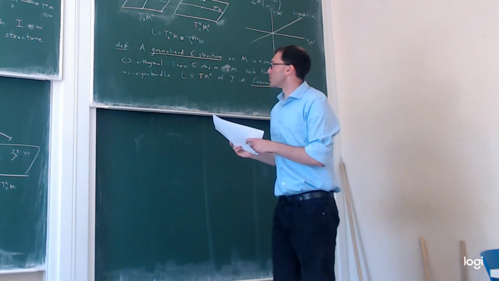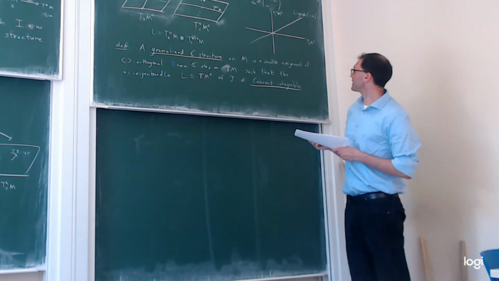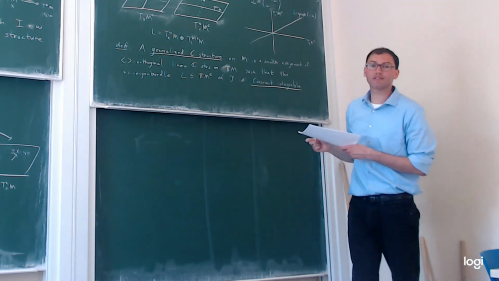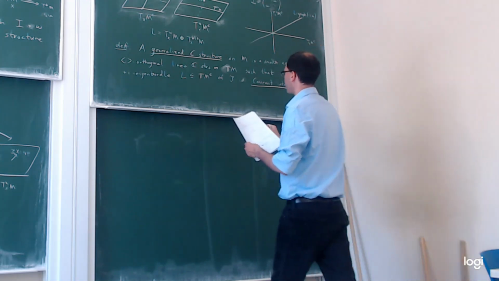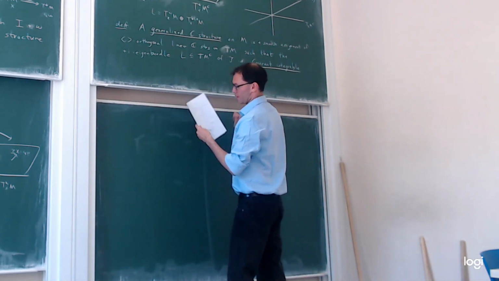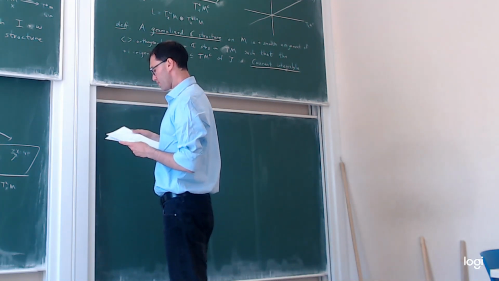All that remains to be defined is what we mean by Courant integrable, and this is the content of the next section. So that brings us to part 2, the Courant bracket.